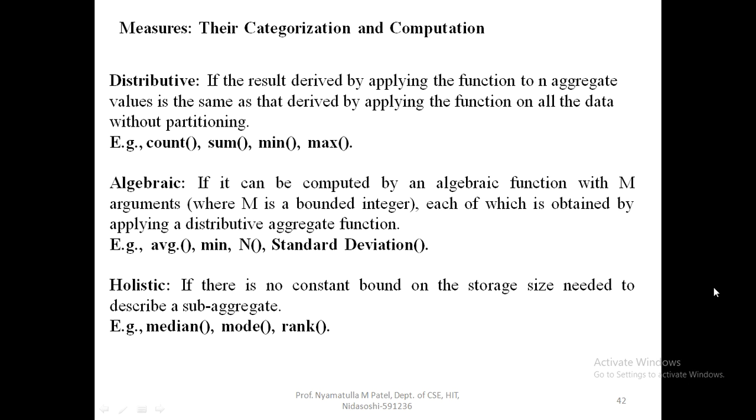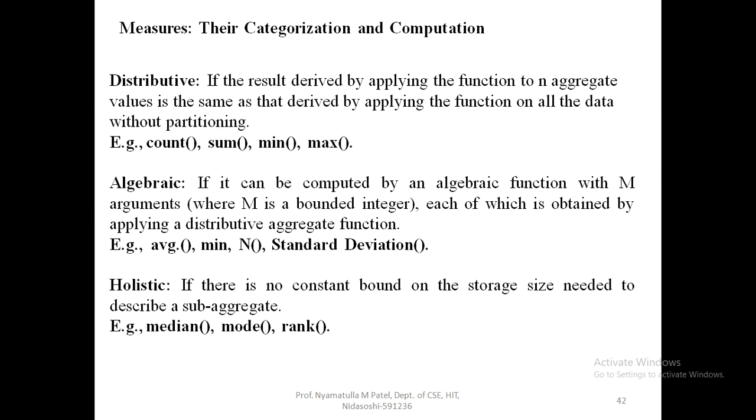So measures can be organized into 3 different categories, based on the kind of aggregation functions used: one is distributive, another is algebraic, and one more is holistic. Coming to the first one, distributive.